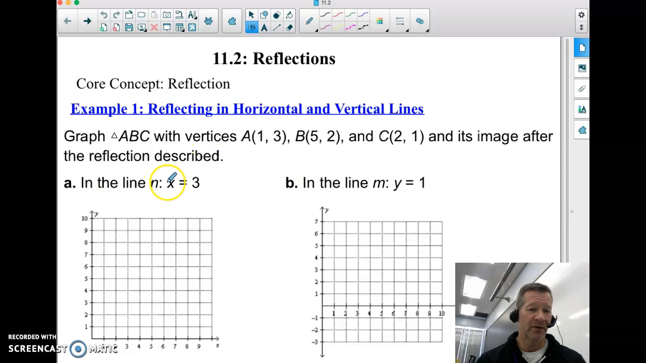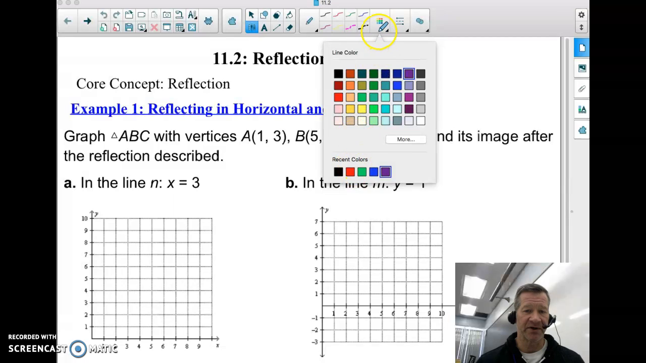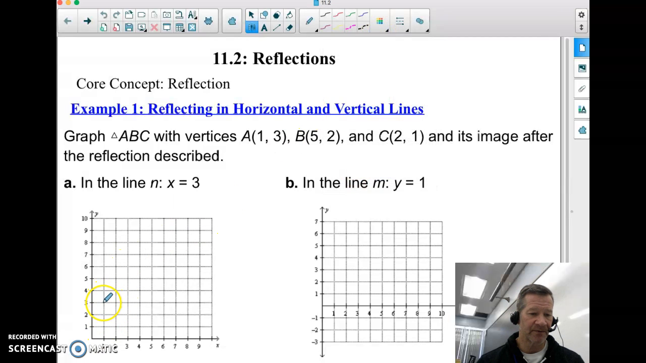So in part A, we want to reflect that triangle over the line x equals 3, and they want us to call it line N. So let us begin by plotting the points. 1, 3 would be right about here, and we'll call that point A. Remember, in the image, we'll call the points A, B, and C, and then in its image, we will call the points A prime, B prime, and C prime. So here are those 3 points. A is 1, 3, B is 5, 2, and now C is at 2, 1.